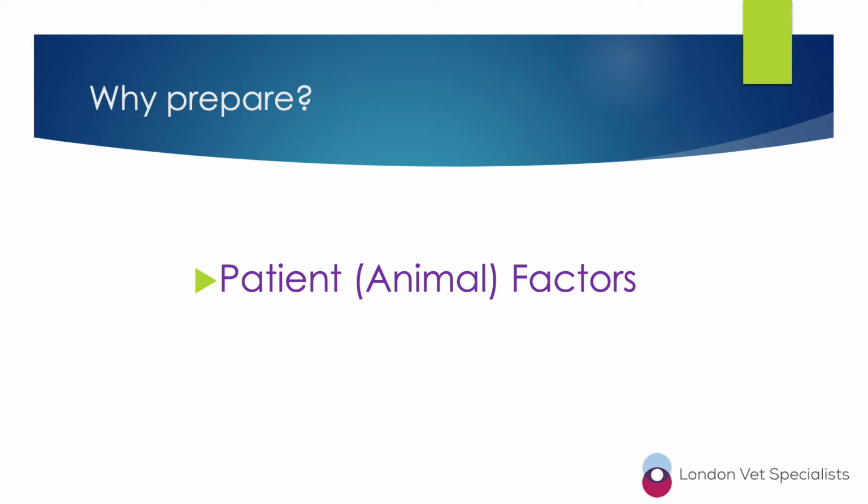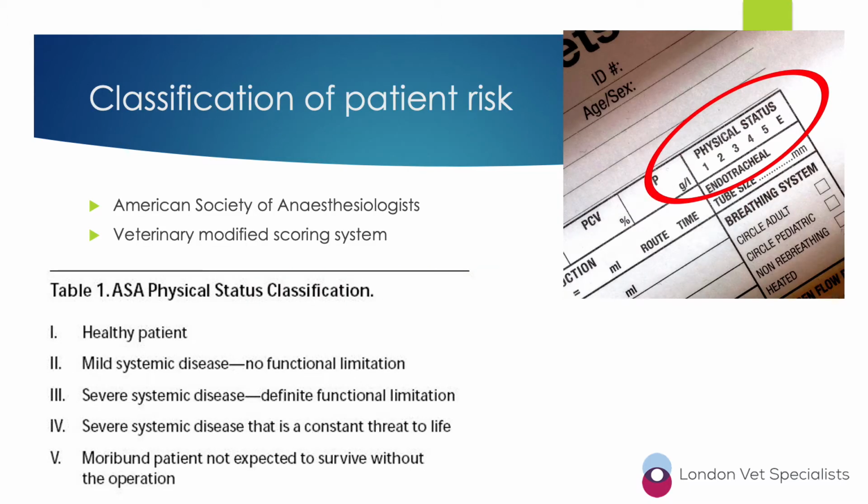So we can classify the patient risk. As I say, emergency patients are generally going to be at higher risk of morbidity. And we can classify that using the American Society of Anesthesiologists physical status classification. It's been modified to apply to patients. You're probably using this now, and it ranges from 1 to 5, 1 being a healthy patient, 5 being one that is moribund and not expected to survive, and it has the E classification if that patient is undergoing an emergency procedure.